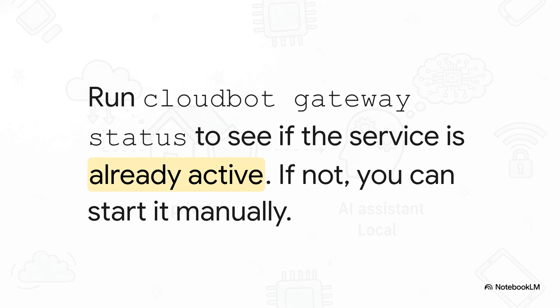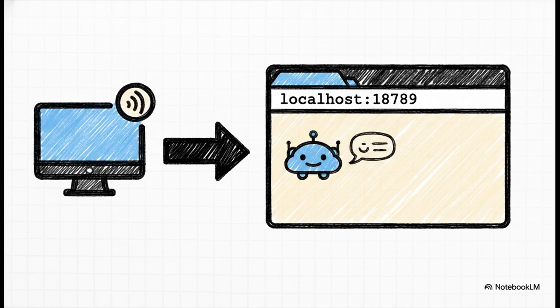This will just tell you if the service is already active. If you see that it's not running, no worries, just run cloudbot gateway to kick it off. It's that easy. Okay, once that gateway is up and running, just open any web browser you like and go to this address, localhost:18789. This is the local web page that hosts the chat interface for your assistant.